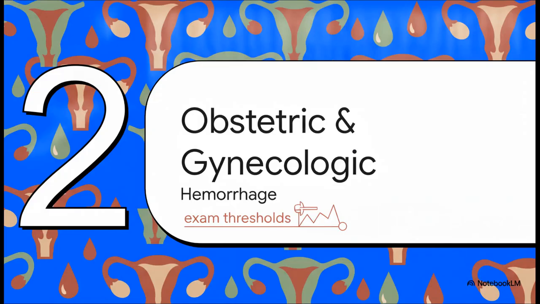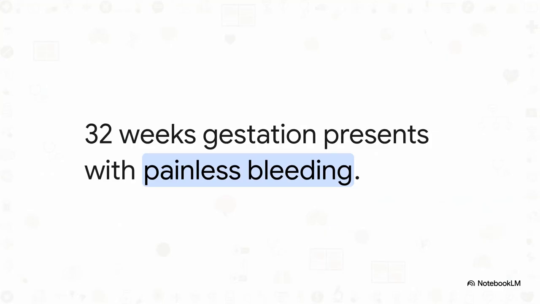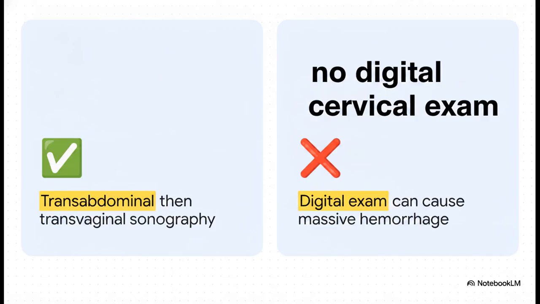Section 2. Obstetric and gynecologic hemorrhage. Here, we're focusing heavily on exam thresholds. Case 3. A patient at 32 weeks gestation presents with painless third trimester vaginal bleeding. The best next step immediately is performing transabdominal followed by transvaginal sonography. The essential clue is the painless nature of that bleeding. That's your specific decision point for diagnosing placenta previa.